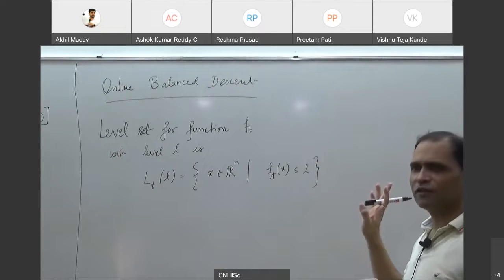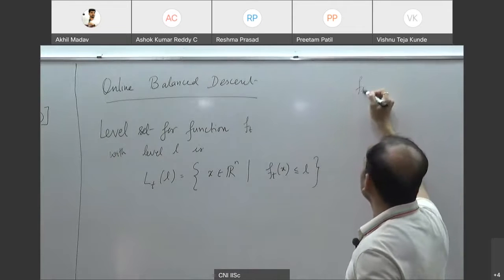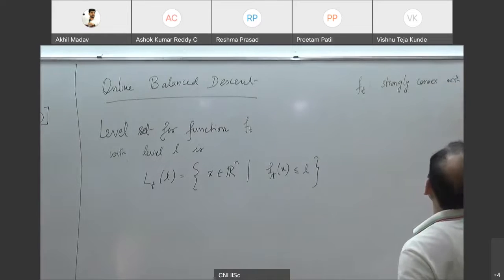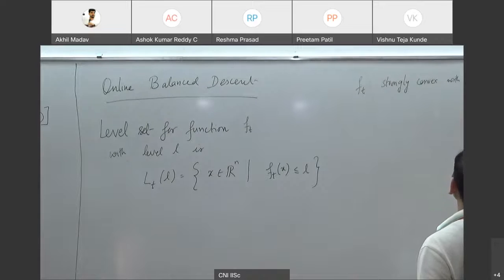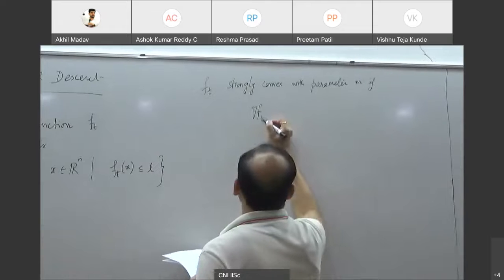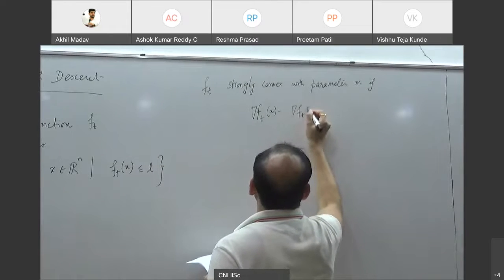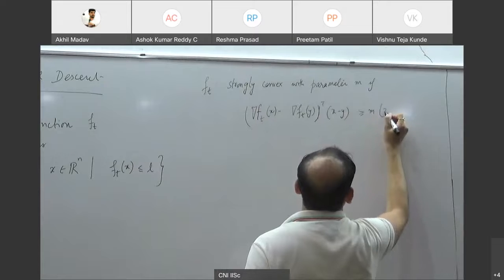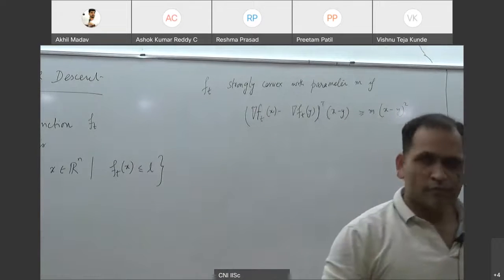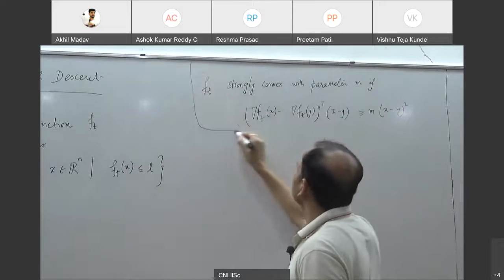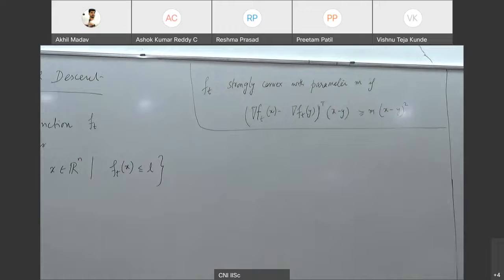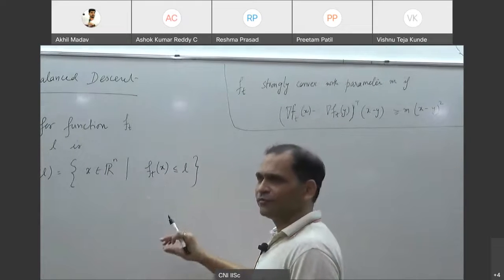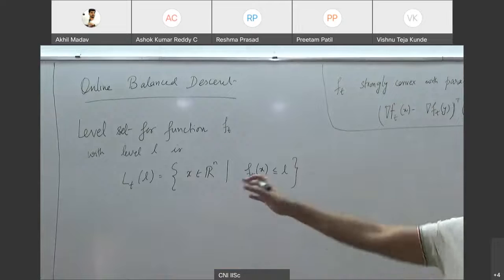Should I define strong convexity? For completeness, the function FT is strongly convex with parameter m. There are many alternate definitions. This level set is K, that's what it means. I'm also assuming that FT of XT star is zero. Drawing balls around it, all that area is part of my level set.